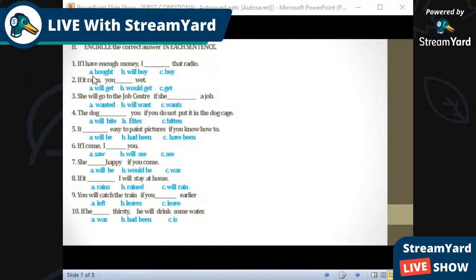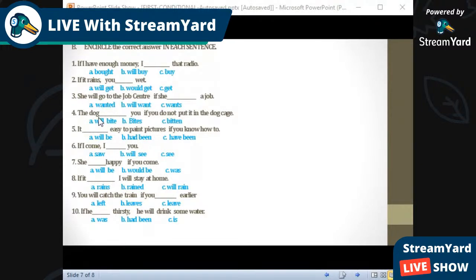Number 2, if it rains, so it's already the condition. So we will use the, what is the correct one? Remember, would is used in the second condition, not with the first condition. Number 3, she will go to the job center. So that means this is the result. If she, so what is the present? The correct present form of the action want.